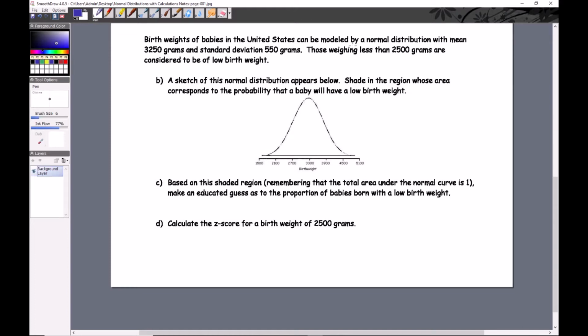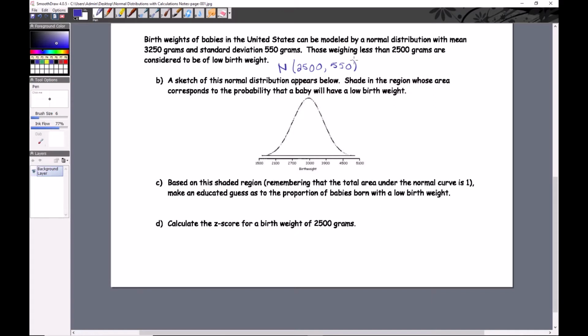Like I said, most biological measures are modeled by a normal distribution, with a mean of 3,250 and a standard deviation of 550. So I'm just going to note that. This will be a capital N, parentheses, 2500 and 550. Okay, that's the shorthand notation.